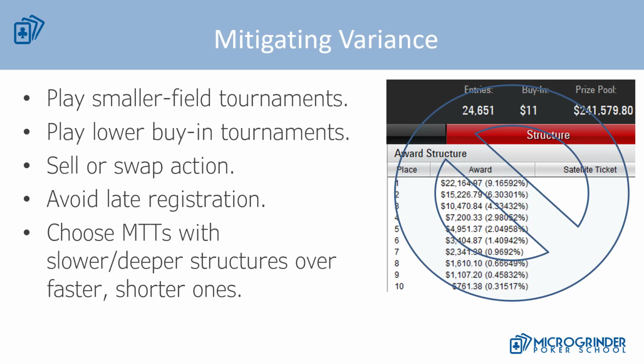So the best way to mitigate variance is to play smaller field tournaments. We discussed this a little bit. It's kind of a double-edged sword because on the one hand, you're definitely pulled towards playing bigger tournaments because there are often lots of recreational players attracted to these really big tournaments with big prize pools. But ultimately, you're just raising your variance by doing so.